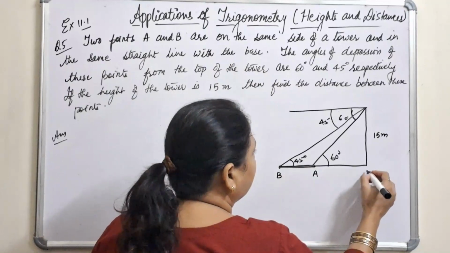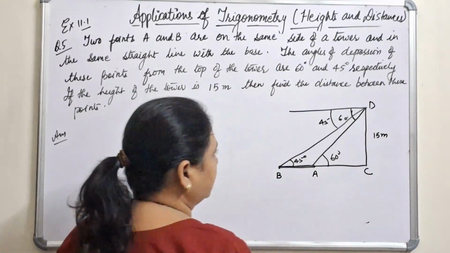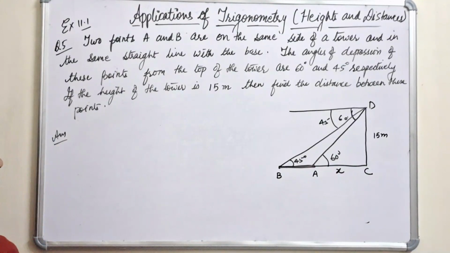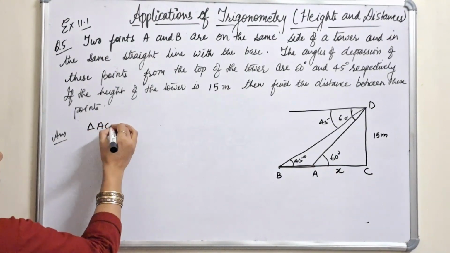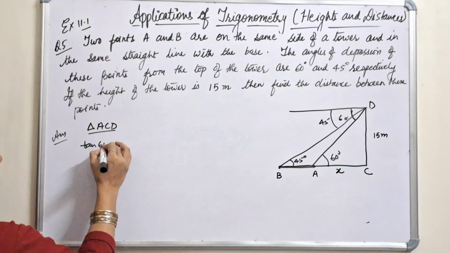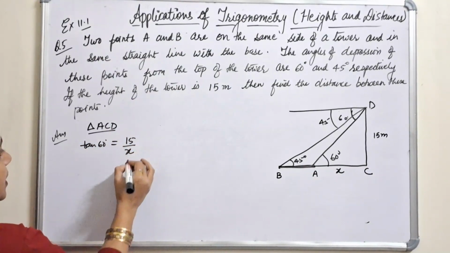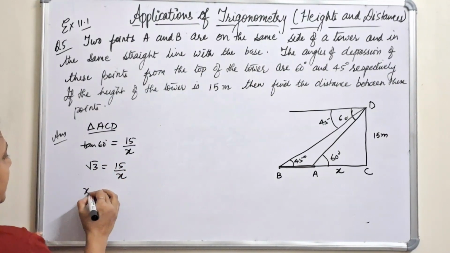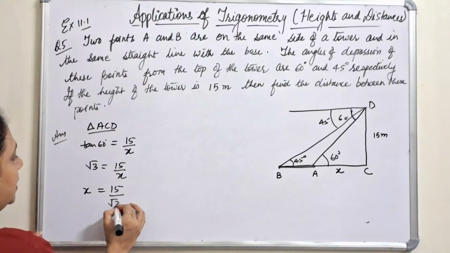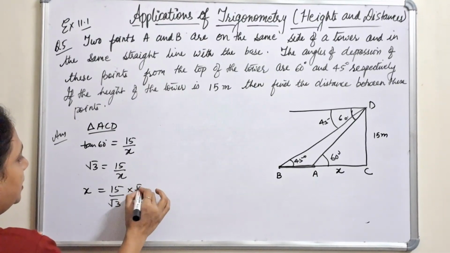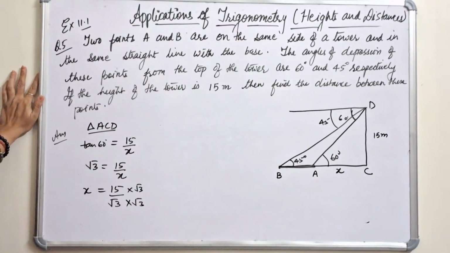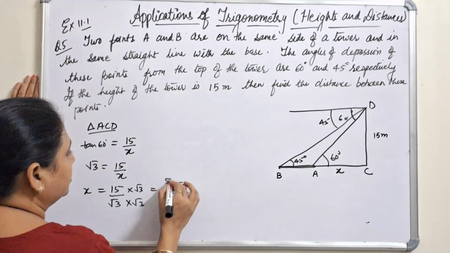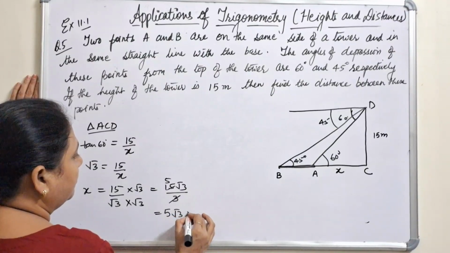Now we have two triangles. The first triangle will be ACD, let the base be x. So in triangle ACD, tan 60 degree is equal to 15 upon x. Tan 60 degree is root 3, so root 3 is 15 upon x. x is equal to 15 upon root 3, multiplying the numerator and denominator by root 3 to rationalize. So this will be 15 root 3 upon 3. So finally it is 5 root 3 meter.